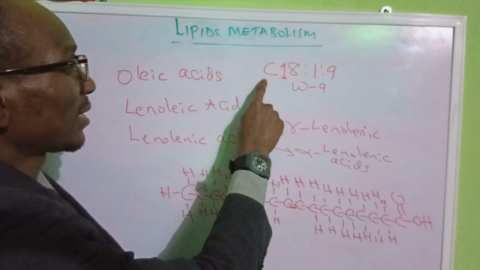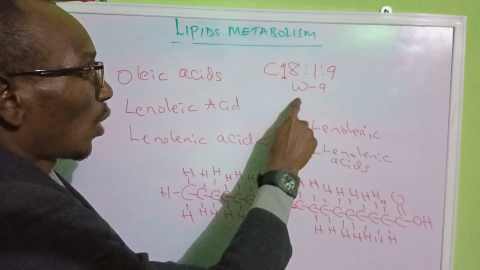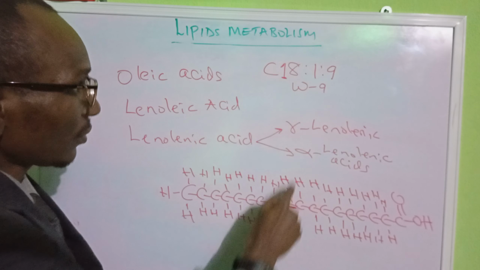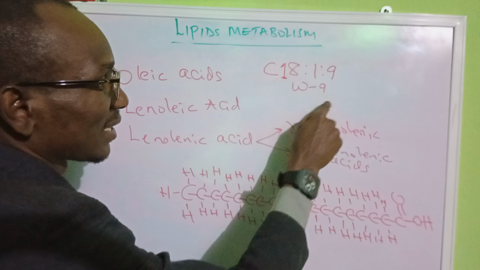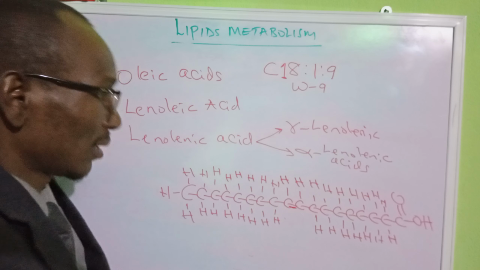So oleic acid is an omega-9 fatty acid. To understand why it is omega-9, when you subtract 9 from 18, you find that 9 will be left. So that is why it is an omega-9 fatty acid.